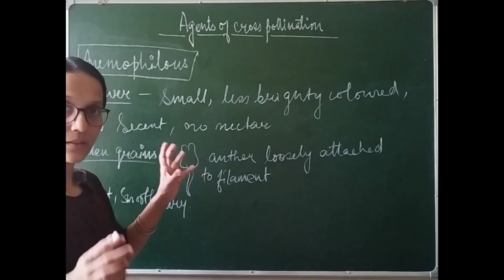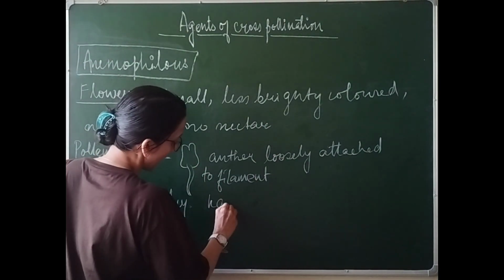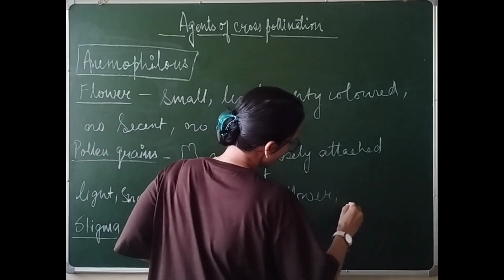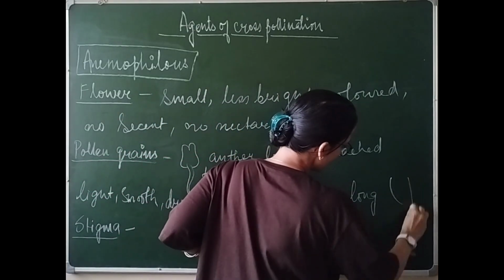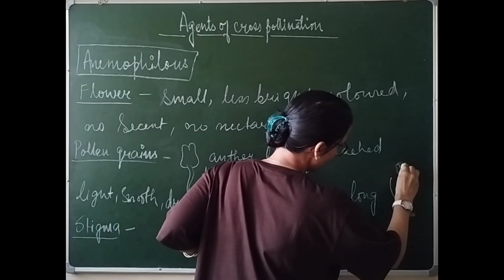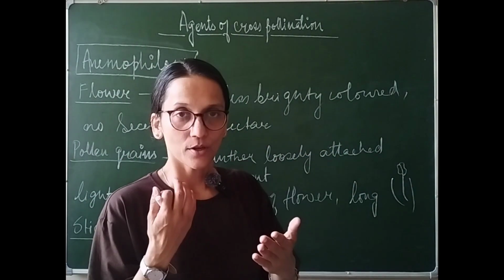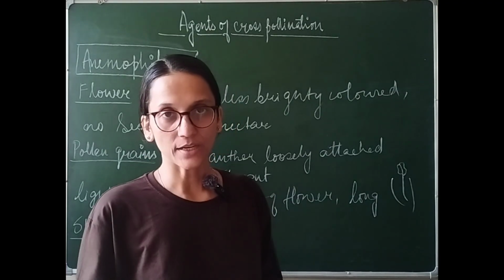What about the stamen, the male part? The stamen will always hang out of the flower, and it is going to be long. So in this case, the male part of the flower will hang out of the flower, or remain out of the flower, so that it can always come in contact with the wind.